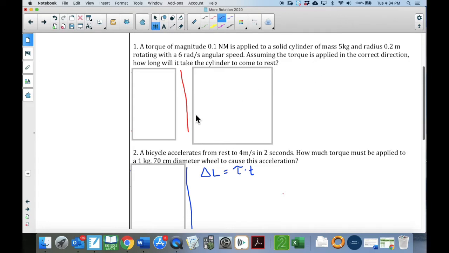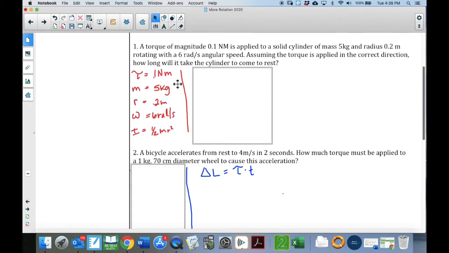The first thing I want to do in this problem is read through the question and write down what is given to me. So why don't you take a second, pause the video here, and write down what you know. Okay, so we know that we have a torque of 0.1 Newton meter, mass 5 kilograms, radius 0.2 meters, the angular velocity is 6 radians per second, and then our equation for the moment of inertia is 1/2 mr squared.